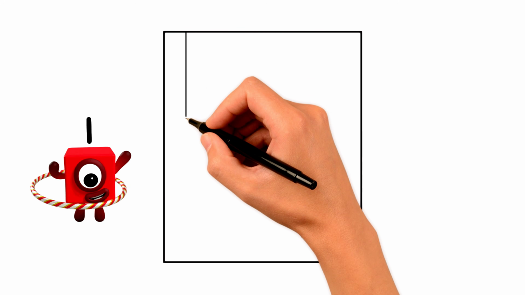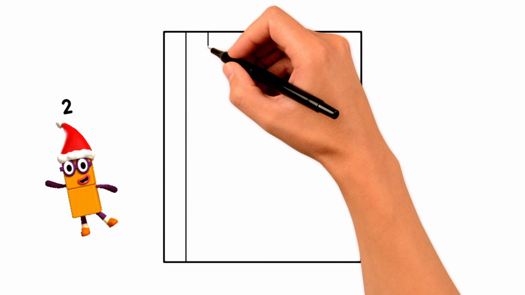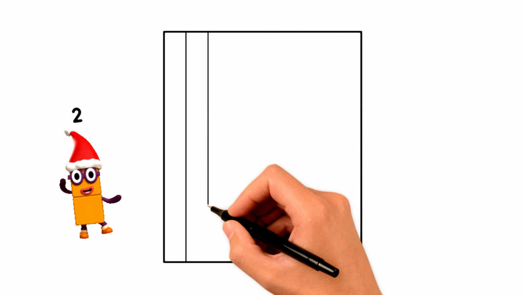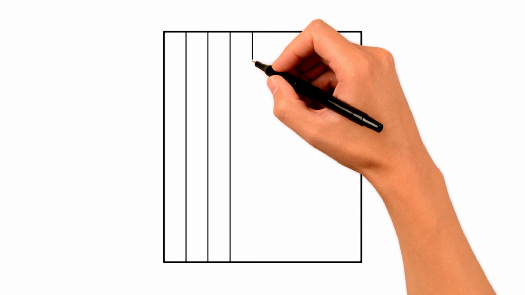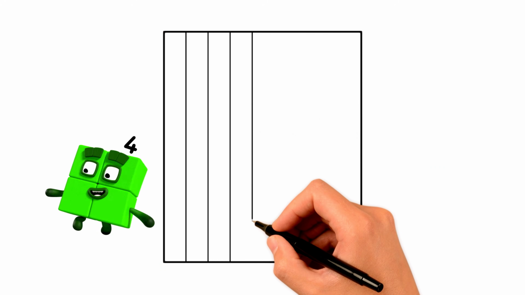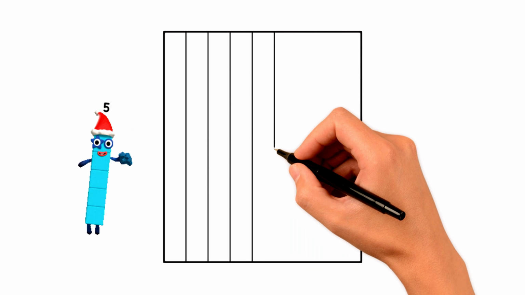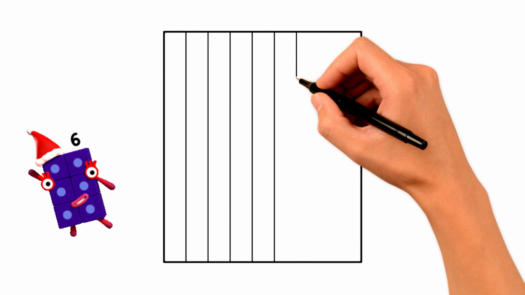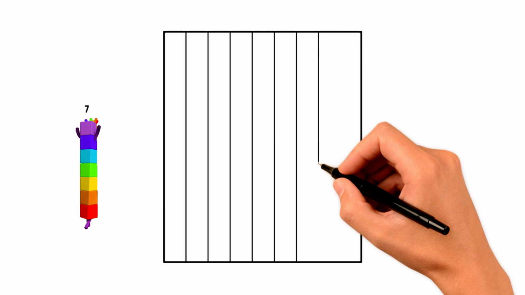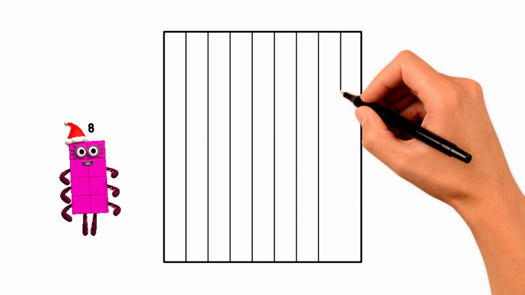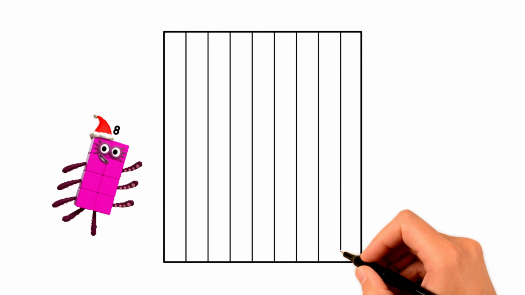1, 2, 3, 4, 5, 6, 7, 8. This makes 9 sections.